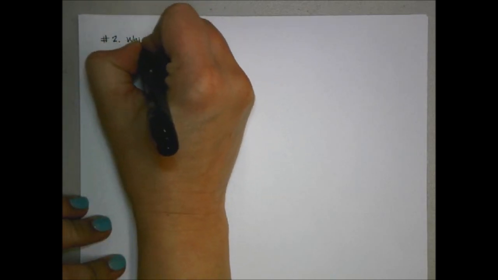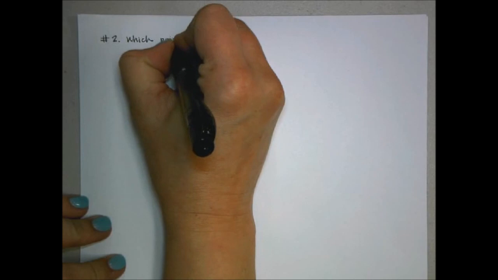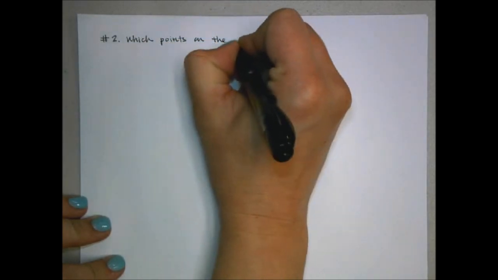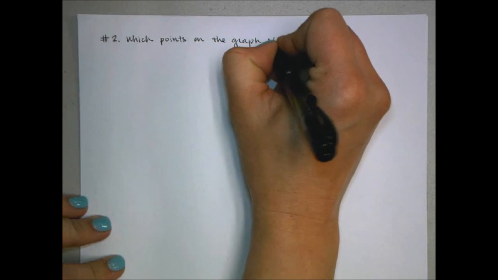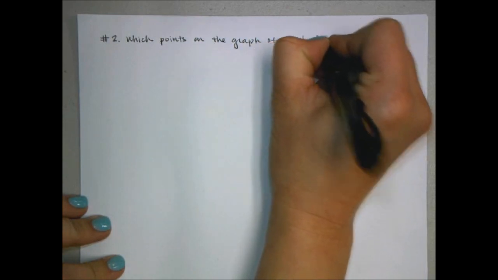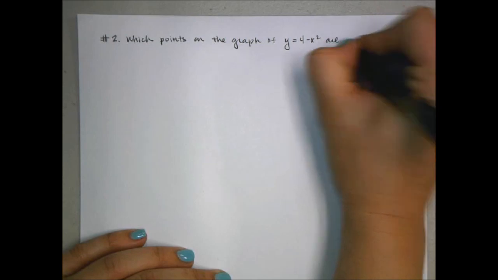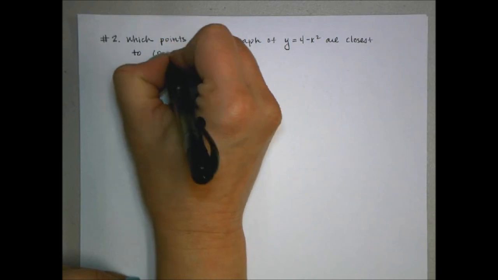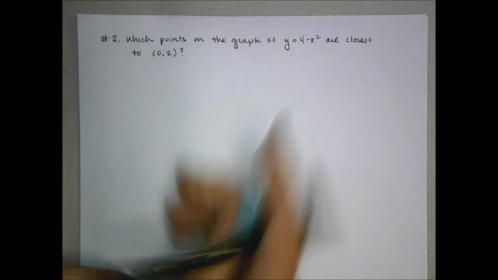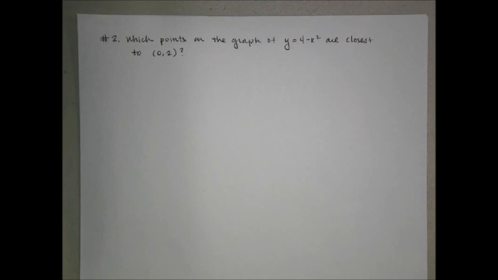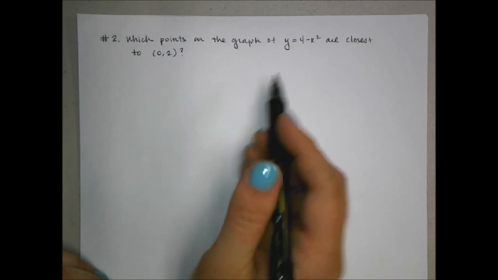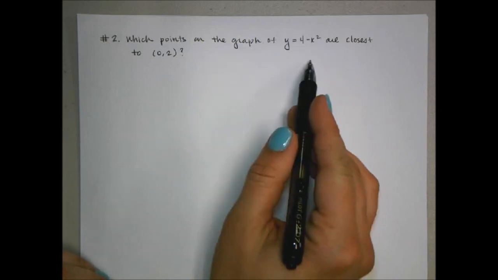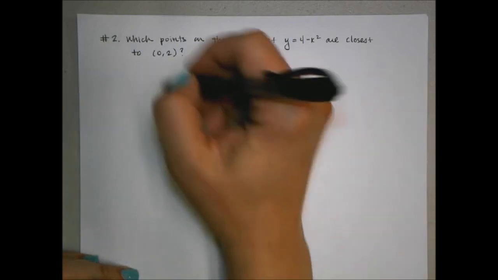So in example 2, we are looking for points on the graph of y equals 4 minus x squared that are closest to the point (0, 2). So earlier we talked about drawing a picture first. So we can do that here. Y equals 4 minus x squared is a parabola.